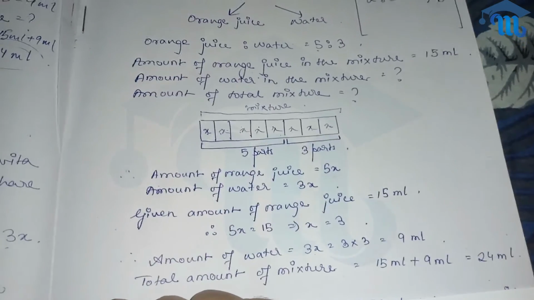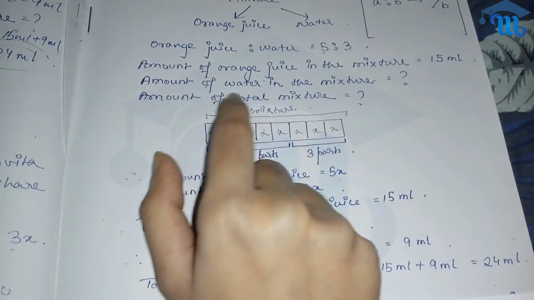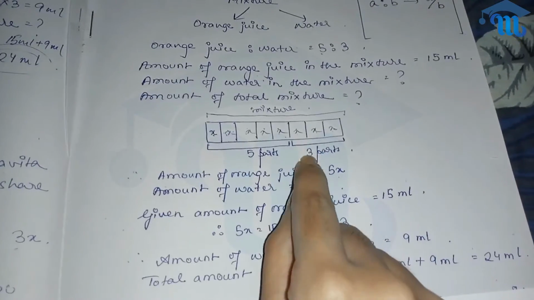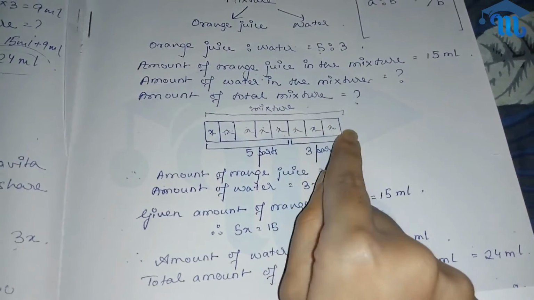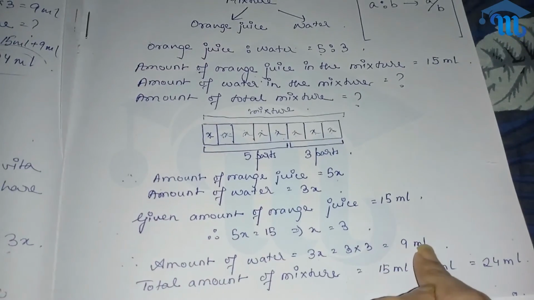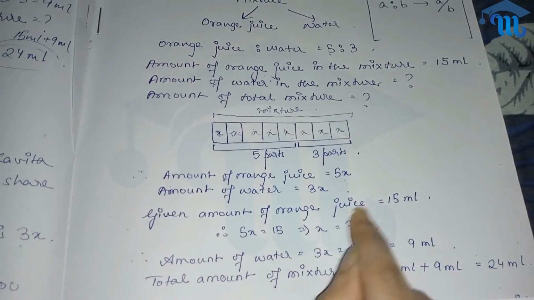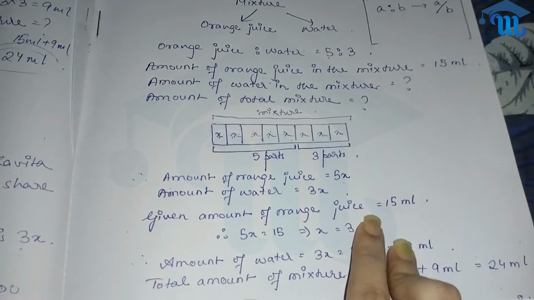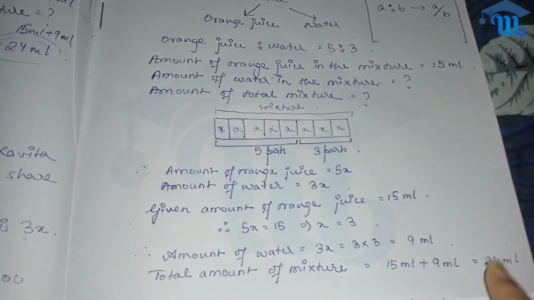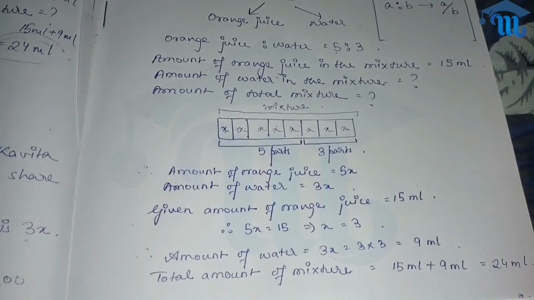Okay. Now what is your question? Find the amount of water in the mixture. The amount of water we have found is 3x, that is 3 into these x parts. So from that you can see the amount of water is 9 ml, and hence you can add the two, 15 and 9, to get the total amount of mixture, that is 24 ml. Got it?